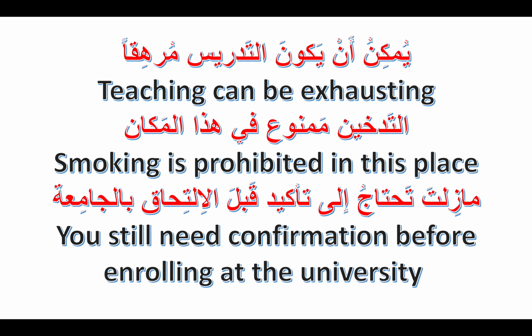Let's see some examples. يمكن أن يكون التدريس مرهقا. Teaching can be exhausting. يمكن أن is a great construction as it means can. For example, it is possible that or it can be. So quite literally, it is possible that it can be teaching exhausting. مرهق is exhausting. التدخين ممنوع في هذا المكان. Smoking is prohibited or banned in this place. منع means to prohibit or to ban, or also to prevent.